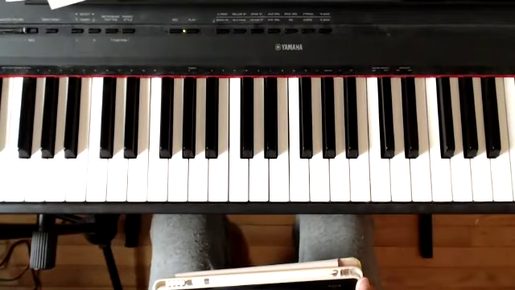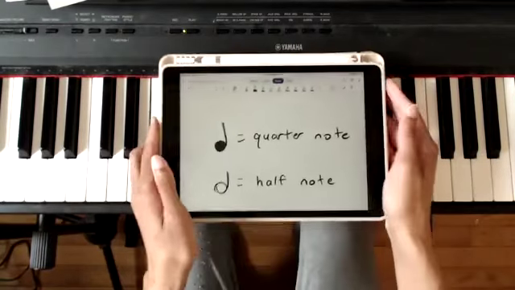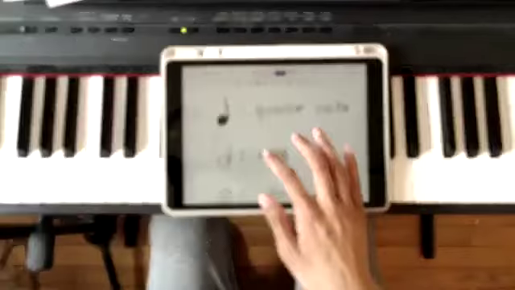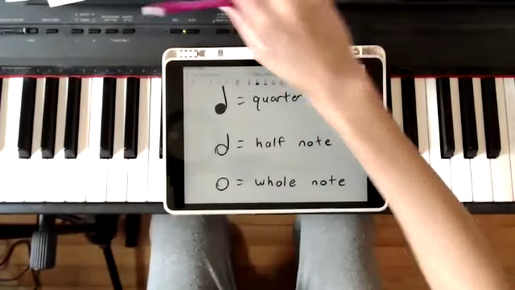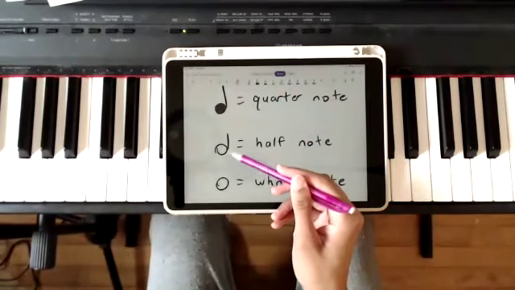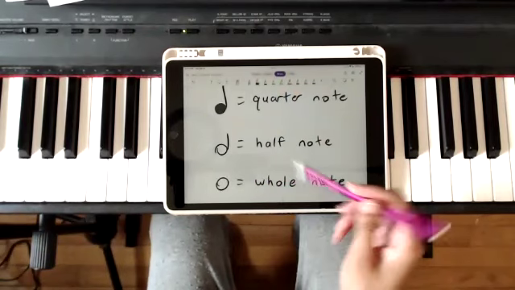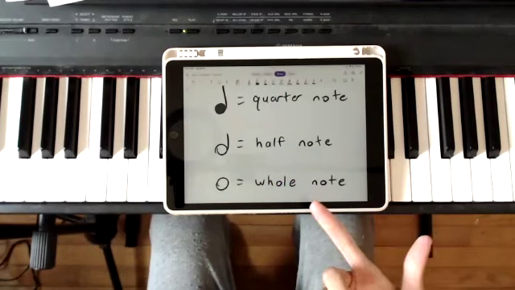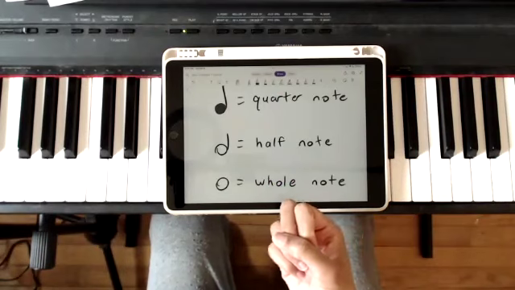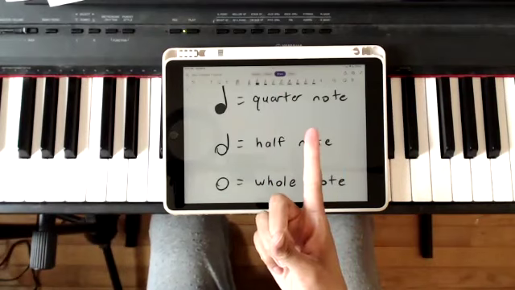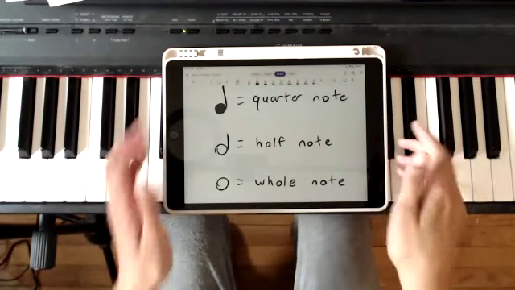So I will be giving you guys some exercises, but before I get into that, let's get into the next note. The next note looks similar to a quarter note where it has a stem, but the circle is open. That is called a half note. A half note is going to be twice as long as a quarter note. It is going to be the length of 2 beats.